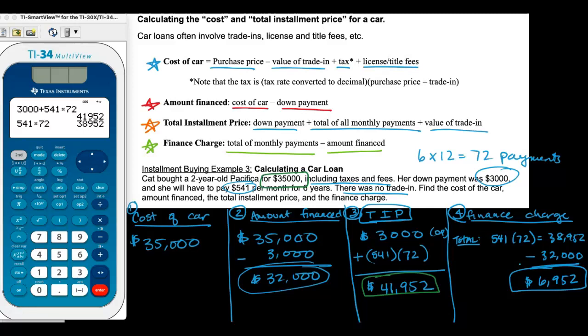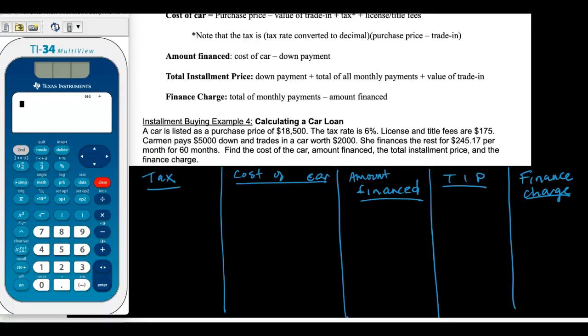Okay, so let's look at one more example. In example 4, a car is listed at a purchase price of $18,500. There's a tax rate of 6%. License and title fees are $175. Carmen pays $5,000 down and trades in a car worth $2,000. She finances the rest for $245.17 per month for 60 months.